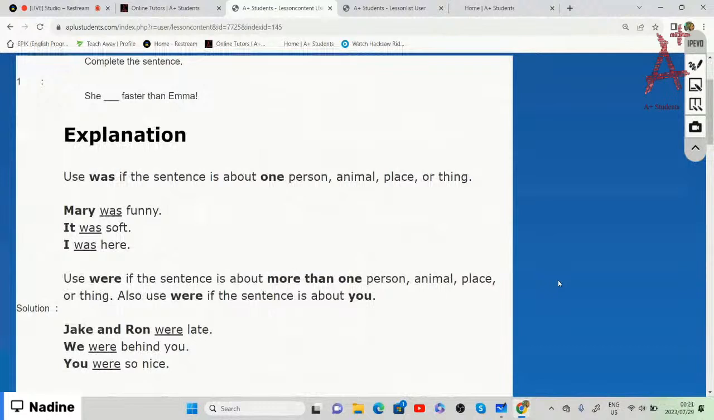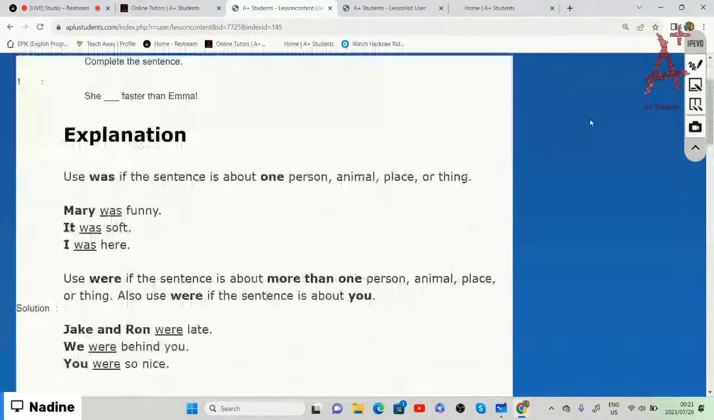You were so funny. You were so funny. And here, even in our explanation, it says also use were if the sentence is about you. So you don't say you was funny because you're only referring to you. No, we need to say you were so funny or so nice or so happy, right? You basically choose whatever you want to put in there.